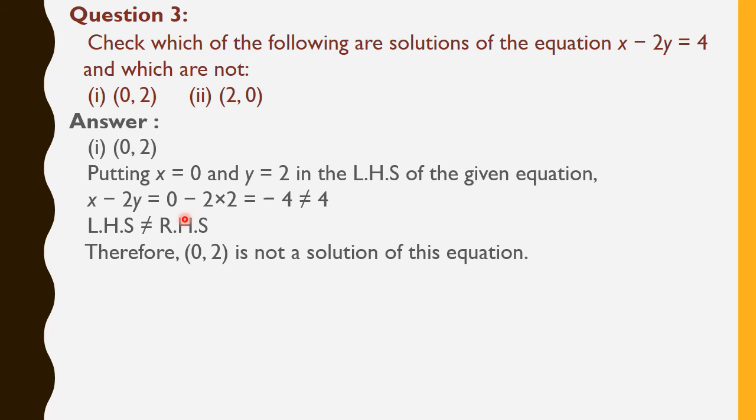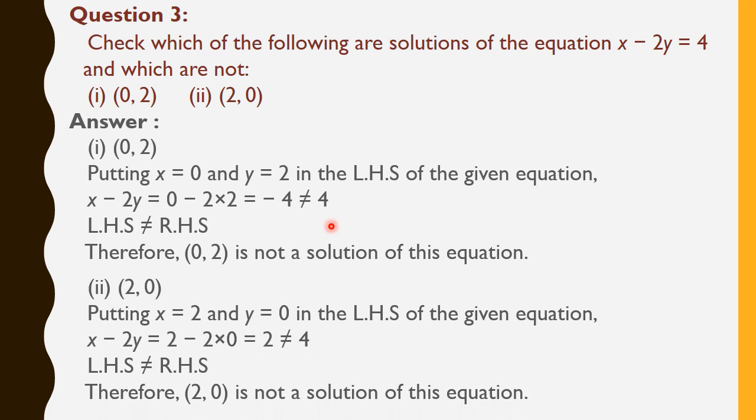Let's see. x minus 2y, which is the left hand side, equals 0 minus 2 into 2. We're just putting the values of x and y here, and the calculated value is minus 4, which is definitely not equal to 4, the right hand side. Therefore, we can say the left hand side is not equal to the right hand side. Therefore, (0, 2) is not a solution of this equation.